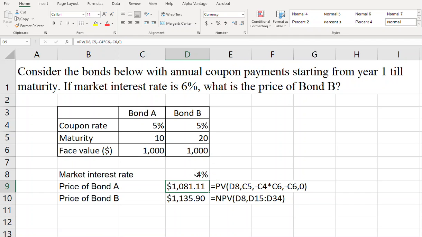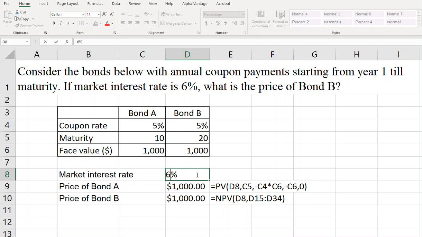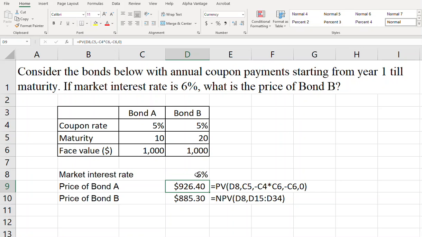So again, when the rates are the same, they sell at par. When the rate in the market is greater than the bond's coupon rate, they sell at a discount, and the longer maturity bond will always sell at a lower price than the near term. And then when rates fall, the longer term bond will be worth more than the near term bond.